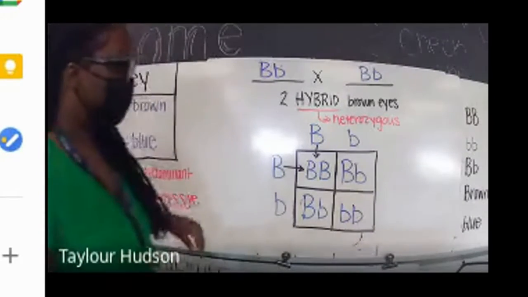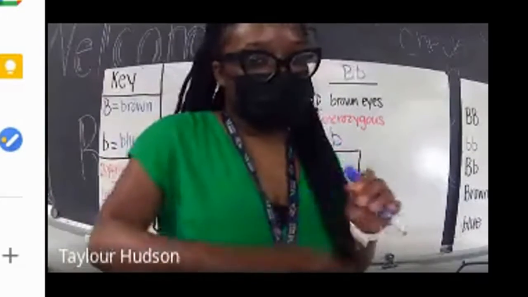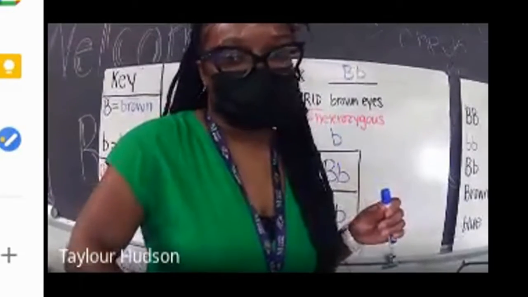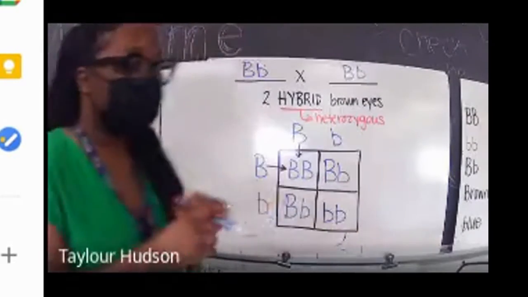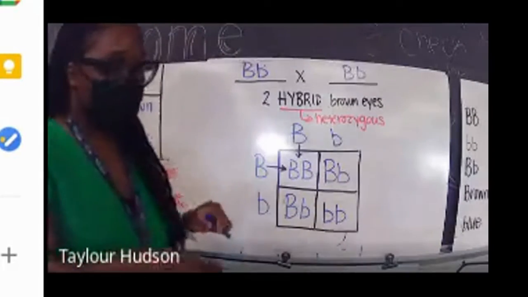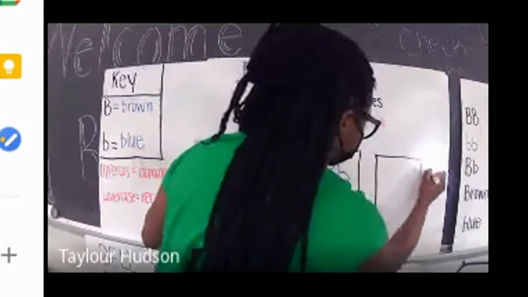All right, beautiful. Okay, so now the next question on the next section asks about the probability. So remember, each of the squares in a Punnett square represents 1/4. I'm going to draw another one here. You guys can see.